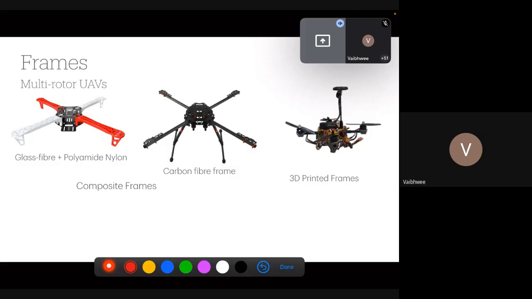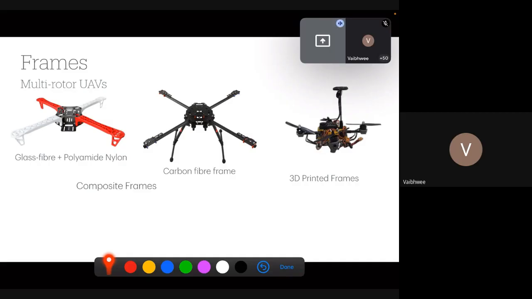These are lightweight. The figure that I have shown is for a 450 mm frame. Now, when I say 450, it is basically from the propeller's motor center to motor center, diagonally opposite. Then you have carbon fiber composite frames, where the entire body is made of carbon fiber. So here the arms that you see are essentially of carbon fiber, along with the base plates and other mounting plates. They're all carbon fiber made.